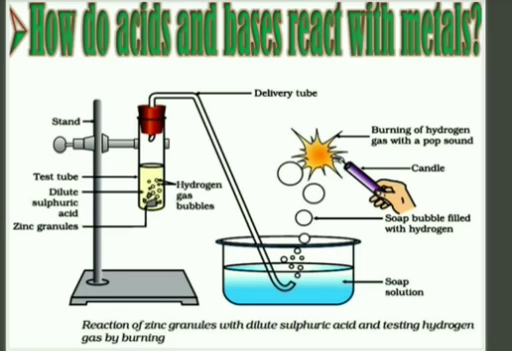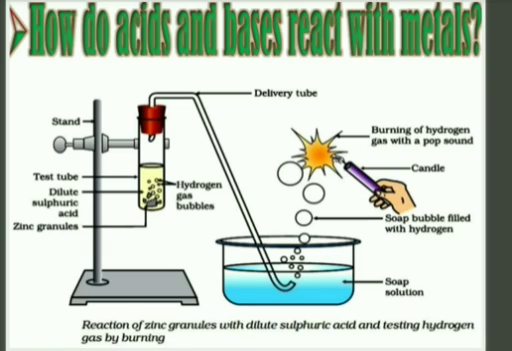What we will see is that whenever zinc reacts with sulfuric acid, it forms hydrogen gas. And how will we indicate that the gas evolved is hydrogen gas? If we bring a burning candle near it, it will burn with a pop sound. It starts giving a pop sound with the evolution of hydrogen gas. So I think this activity is clear to you.